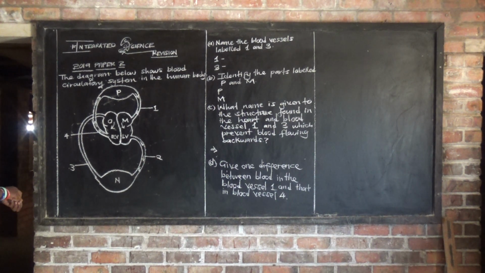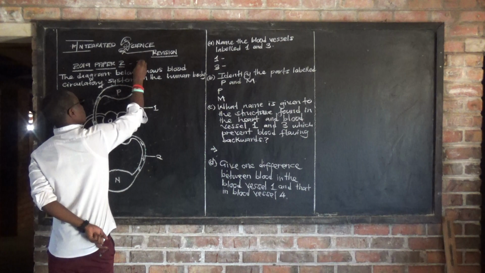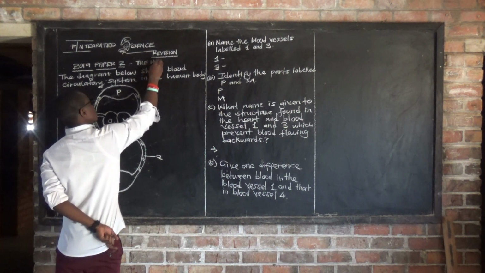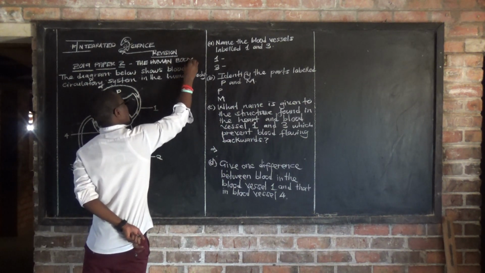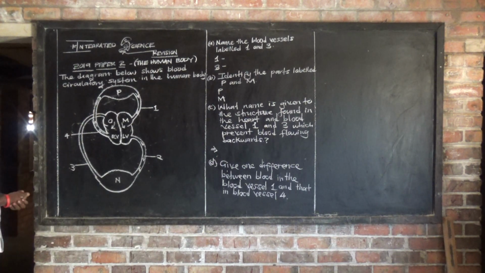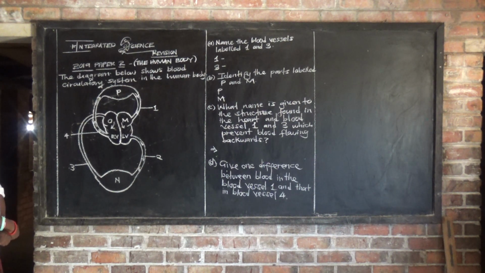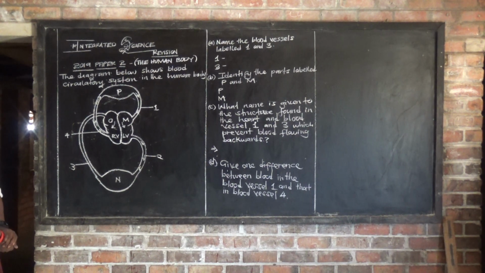At integrated science revision, we're going to start by looking at 2019, a question on the human body. The topic is the human body, and the subtopic is the circulatory system. The question says the diagram below shows the blood circulatory system in the human body.